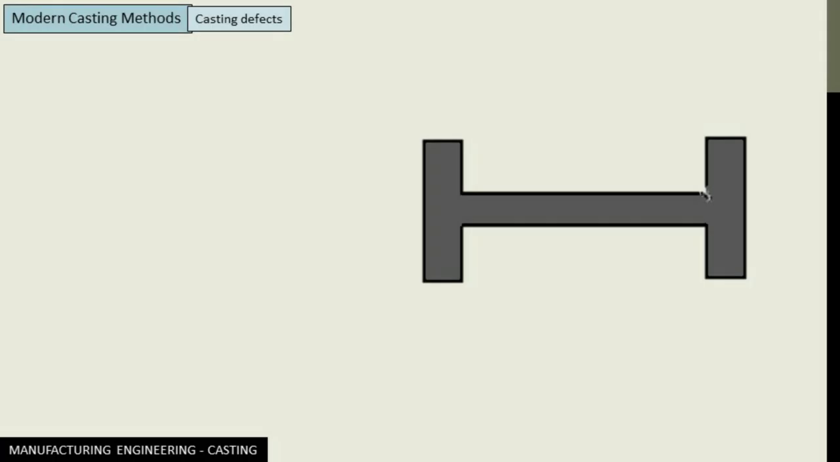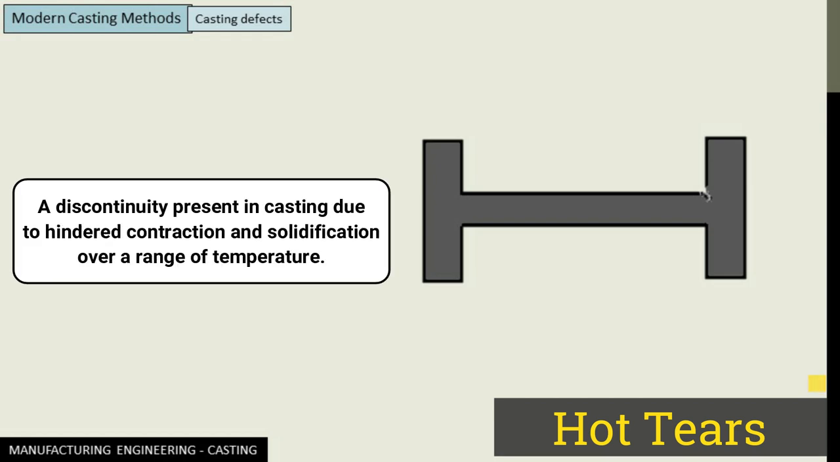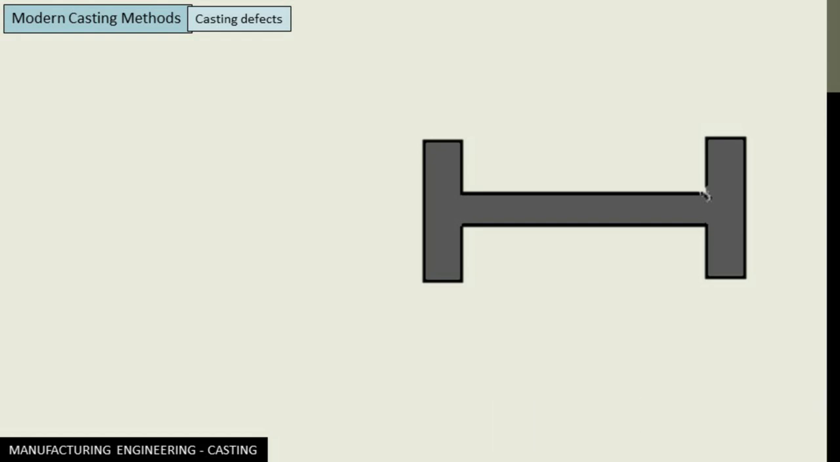And last but not the least, we have hot tears. It is eventually a discontinuity present in the casting due to hindered contraction and solidification over a range of temperature.